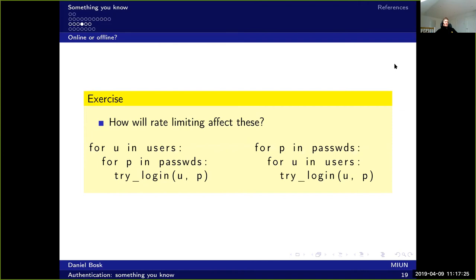So think a bit about this scenario for a few moments. How will rate limiting affect these two scenarios? The first one is that for each user, we try every password that we have in our guess list, and then we try to log in. Whereas in the other case, for every password that we have in our password list, we try that password for every user in the system. So take a few moments to think about how rate limiting would affect these two scenarios. Would it have an effect or not? When does it have an effect, and when does it not?